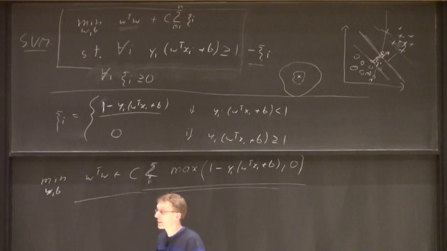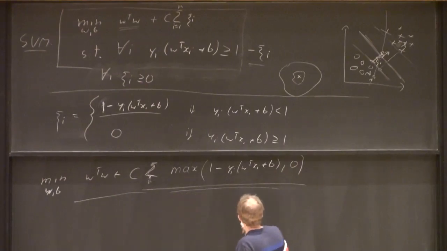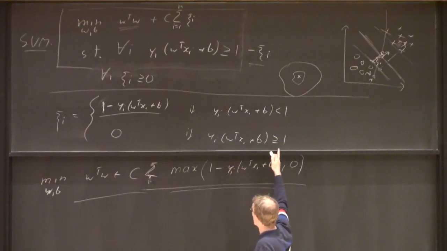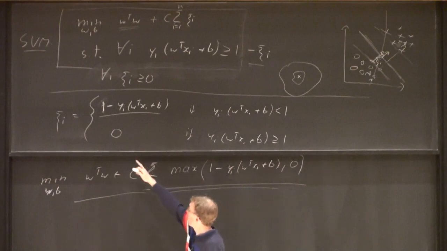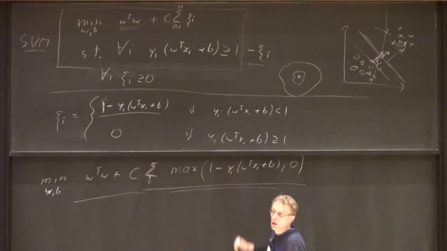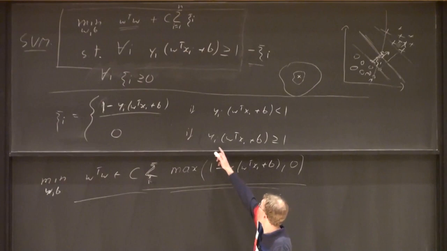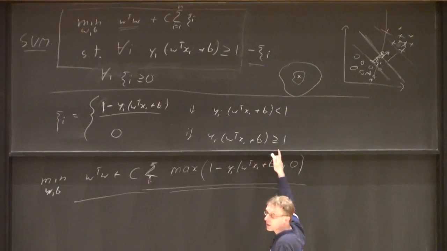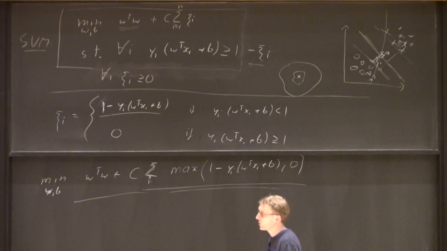So what he's saying is, what if this term here is not greater or equal to 1, so it's not 0, but it's greater or equal to 0? Then in some sense, this means we are classifying correctly. If this is greater than 0, that means we are classifying the point correctly. But if it's not greater than 1, then we are still paying for it.